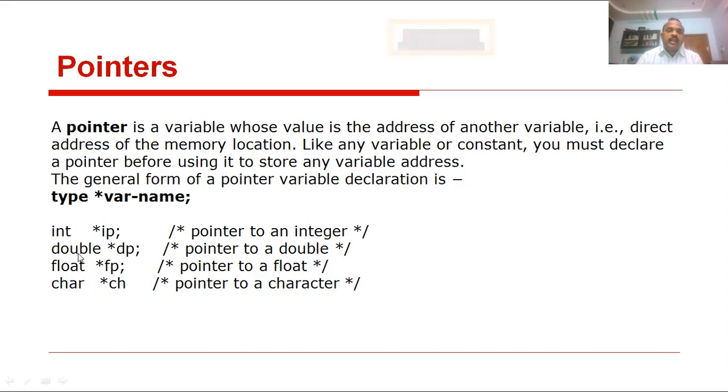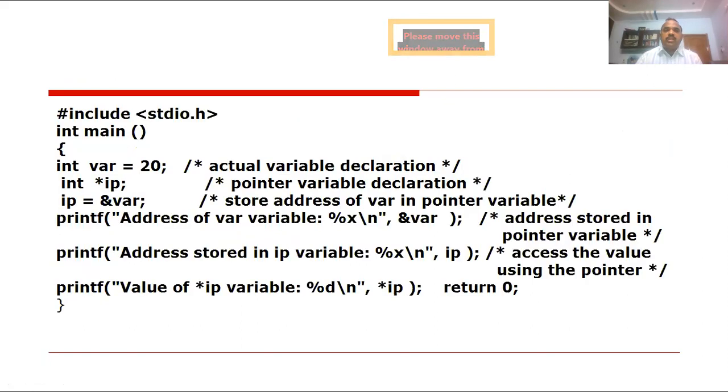So the data type is double. Next one is asterisk fp. It is also a pointer variable, and the data type is float. Asterisk ch is also a pointer variable, and the data type is character. Clear all of you? How to declare a pointer variable? So this is a pointer variable. A pointer variable refers to a value in the address or memory location.